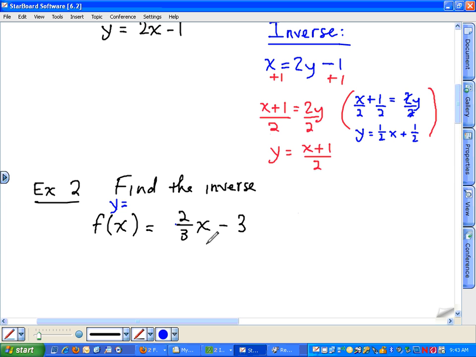No, I meant bunk her on the head, not tap her nicely on the shoulder. Oh, okay. Anyway. Inverse.